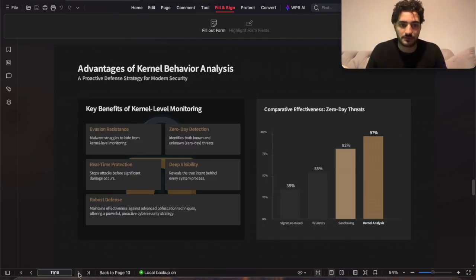Advantages of kernel behavior analysis. We have the key benefits of kernel-level monitoring. It has 5 points with their analysis: evasion resistance, zero-day detection, real-time protection, deep visibility, and robust defense. Malware struggles to hide from kernel-level monitoring, and zero-day detection identifies both known and unknown zero-day threats.